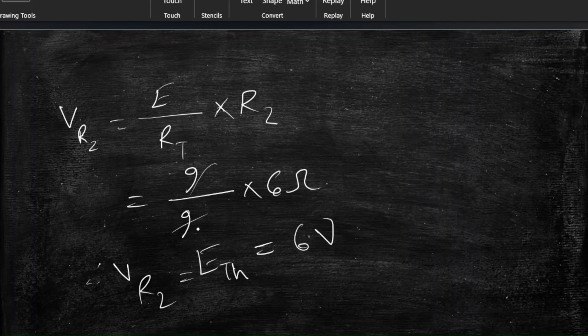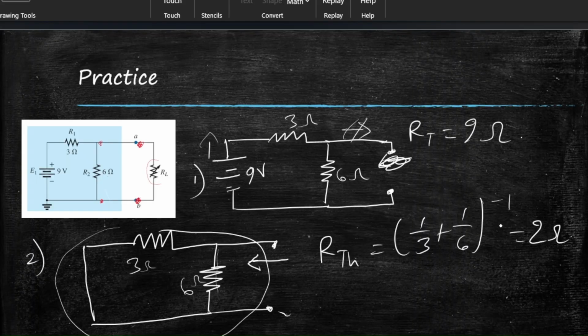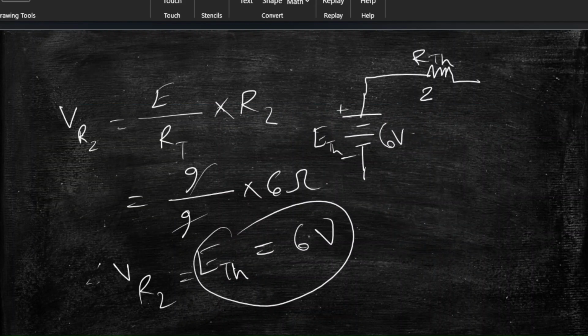Now we have to draw the Thevenin's equivalent circuit. How do we do that? First we put a voltage source, plus, minus. The value of this voltage source we denote as ETH, and its value will be the one we found here: 6 volts. Then we draw a resistance in series with it. This will be RTH. And what was RTH? We calculated it to be 2 ohms.